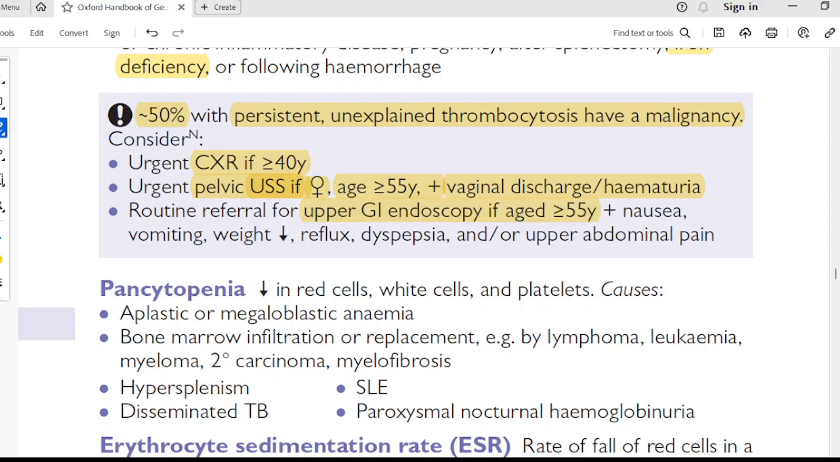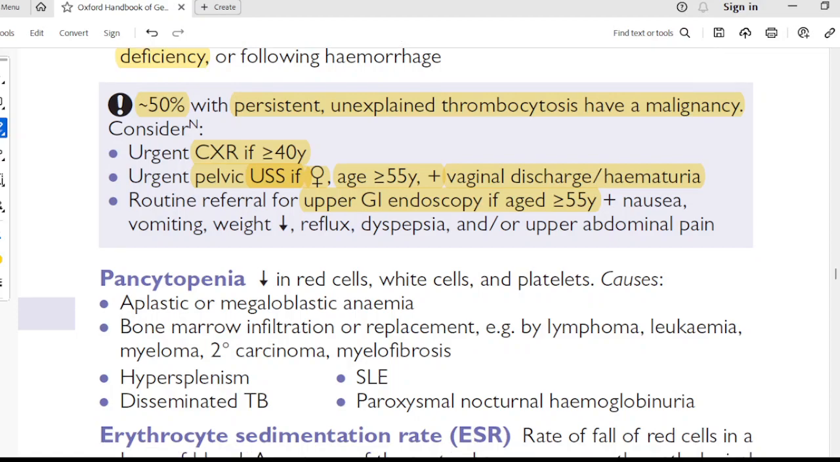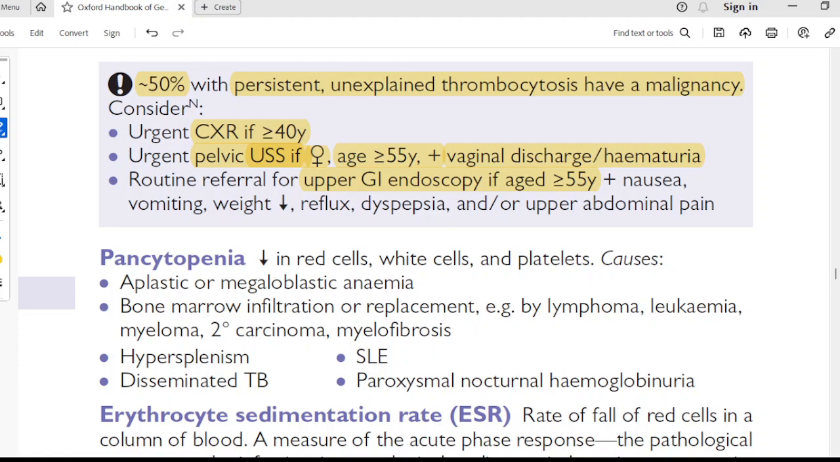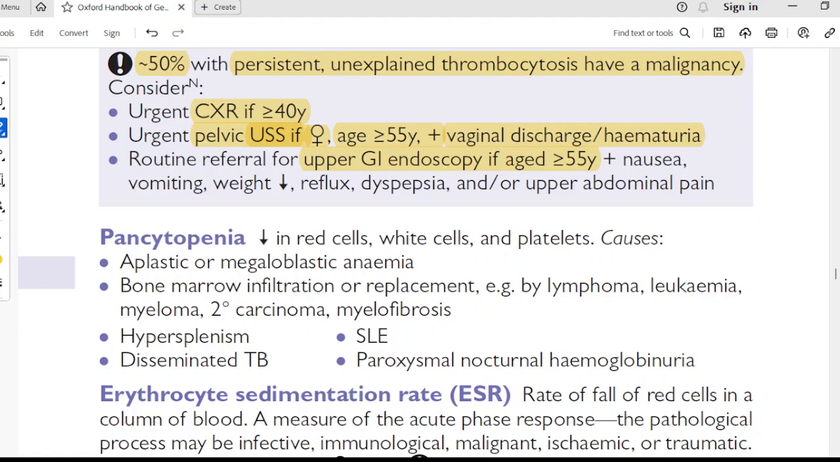So the upper GI endoscopy referral criteria: age more than 55 years, and nausea, vomiting, weight loss, reflux dyspepsia, and upper abdominal pain. Then you are suspecting a gastric malignancy, and in this case there will be thrombocytosis also. So when there is persistent thrombocytosis, first you consider an urgent chest X-ray in those more than 40 years old, and an urgent pelvic ultrasound if it's a female, age more than 55, or with vaginal discharge or hematuria, in females and males. Routine referral for upper GI endoscopy if age is more than 55 plus nausea, vomiting, weight loss, reflux, dyspepsia or upper abdominal pain. Any GI malignancy symptoms plus thrombocytosis, you have to refer for upper GI endoscopy.